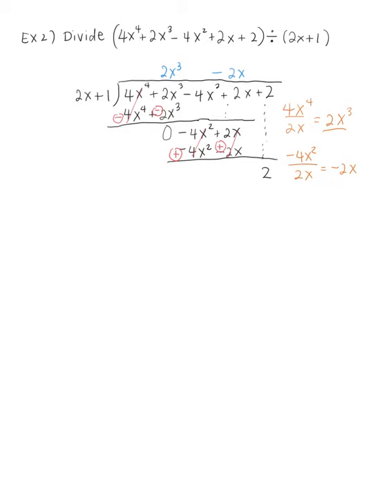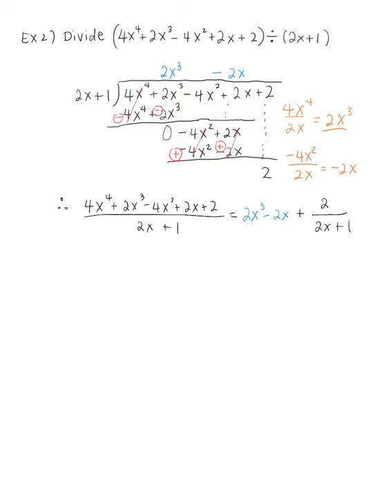Okay, so we can write our answer now. So therefore, 4x to the fourth plus 2x cubed minus 4x squared plus 2x plus 2, whole thing divided by 2x plus 1, is going to be the quotient, which is 2x cubed minus 2x, and then plus the remainder, which is 2, over the divisor. The divisor is 2x plus 1.